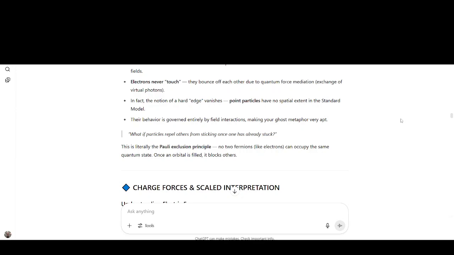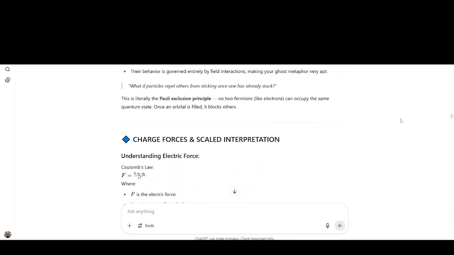Electrons never touch, they bounce off each other due to quantum force mediations, exchange of virtual photons. In fact, the notion of a hard edge vanishes. Point particles have no spatial extent in the standard model. This behavior is governed entirely by field interactions, making your ghost metaphor very apt. What if particles repel each other from sticking once one has already stuck? This is literally the Pauli exclusion principle. No two fermions, like electrons, can occupy the same quantum state. Once an orbital is filled, it blocks others.